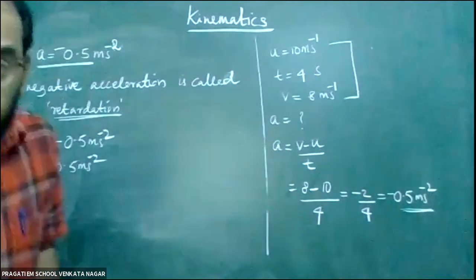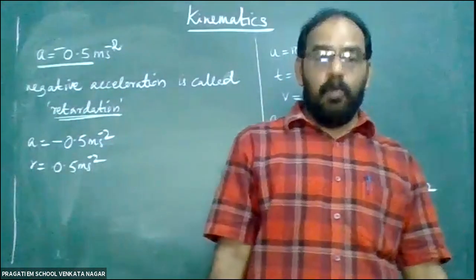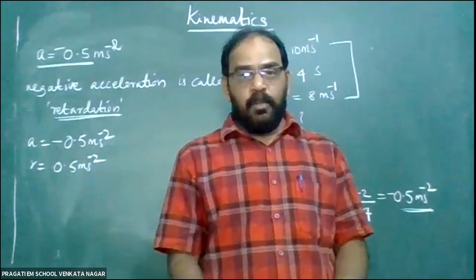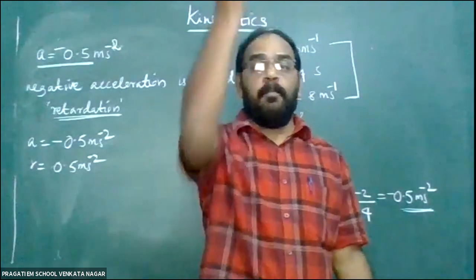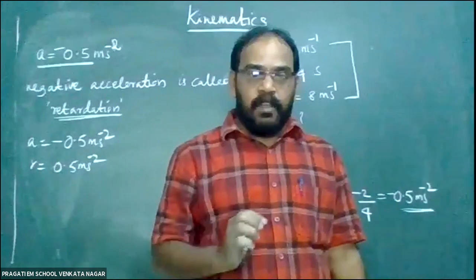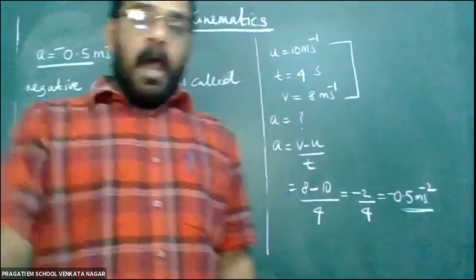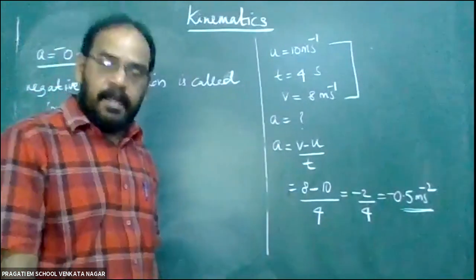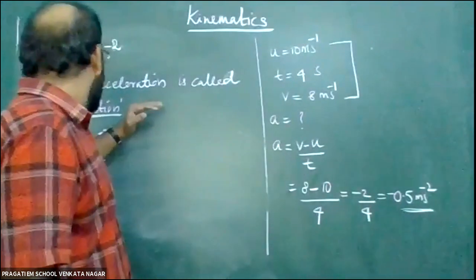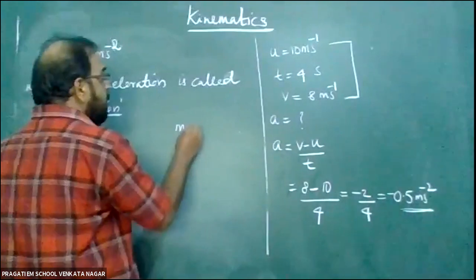Negative acceleration is called retardation. So a body moving with a retardation means you can immediately understand the body is moving with a decreasing speed. When you throw a chalk piece vertically upward, you can see its speed decreases. So it is moving with a retardation or negative acceleration. And when it comes down, the speed increases, so it is a positive acceleration. And the unit of acceleration is meter per second square.